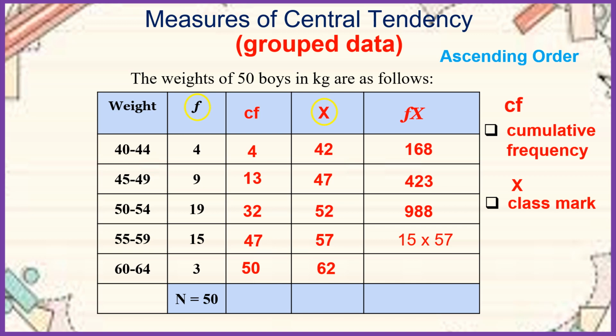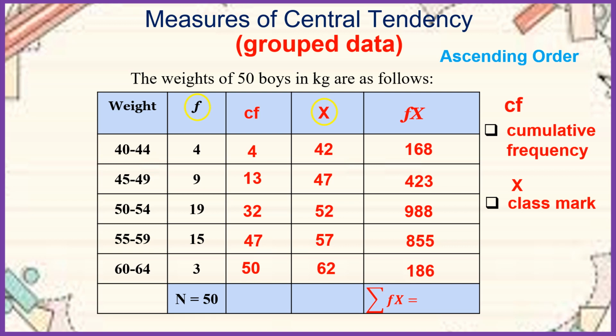Correct, it is equal to 988. And 15 times 57 is equal to what? Correct, it is equal to 855. And the last one, we have 3 times 62 is equal to what? Correct, it is equal to 186.